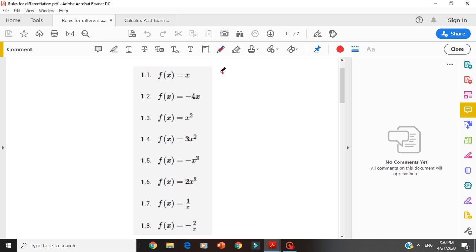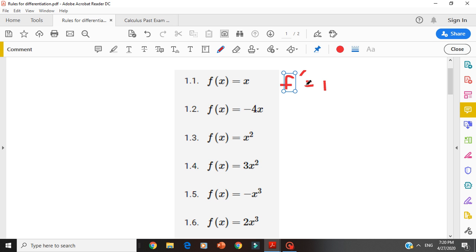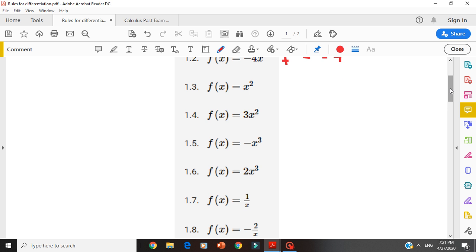So in question 1.1, to get f prime x, the answer will be 1, which is the coefficient of x. Over here, our answer for question 1.2 will be minus 4. Let's look at question 1.3. Here we've got an x squared term.